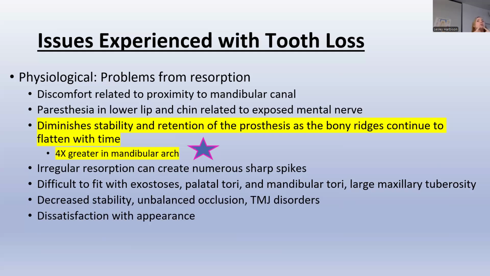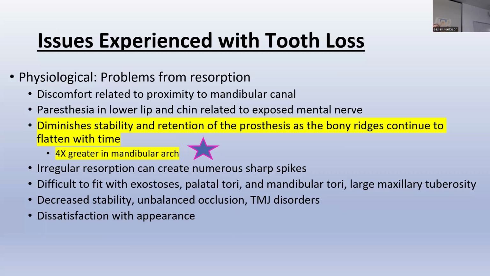Again, you start to lose the bone, and you've got that foramen, that opening, and then you start to lose the bone around it, and there's more exposure to that nerve. Highlighting this because it's most certainly an exam question: it diminishes stability and retention of the prosthesis as the bony ridge continues to flatten with time, and it's 4 times greater on the mandibular arch than the maxillary arch. So you're going to see that resorption of the bone much faster on the mandible.